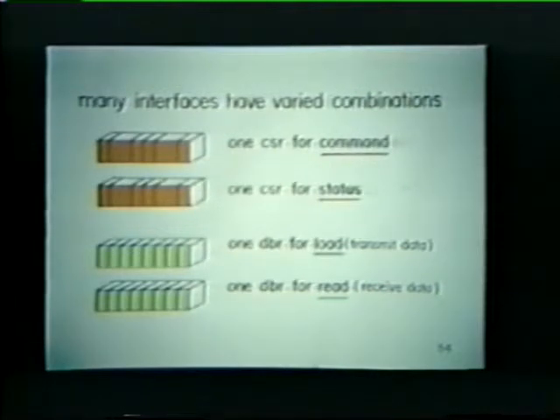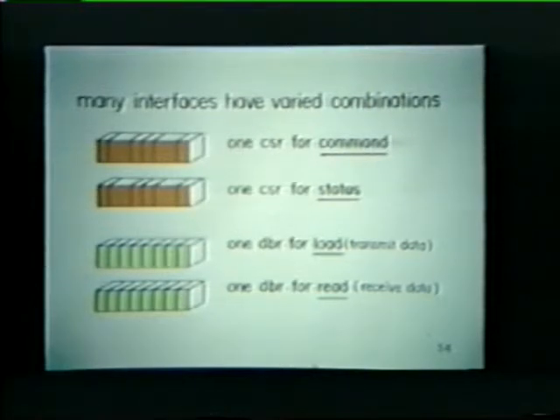Various combinations of CSRs and DBRs can be used. For example, an interface might have two CSRs and two DBRs. One CSR would be used for command and the other for status. The DBRs could also be dedicated according to function, one for load data from the CPU and one for read data to the CPU. Register usage is determined by the nature of the peripheral.